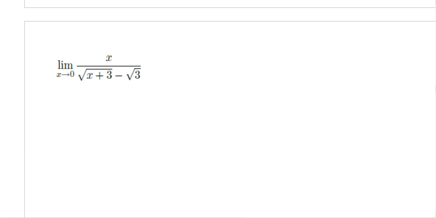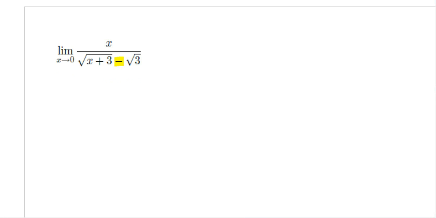If you can't use a direct substitution, you need to multiply by the conjugate, because you have this minus sign there, and you know, factoring does not work. So if factoring does not work, then multiplying by the conjugate would probably be your next best bet. The conjugate here is simply going to be root x plus 3 plus root 3. So you want to multiply the numerator and the denominator by the conjugate.